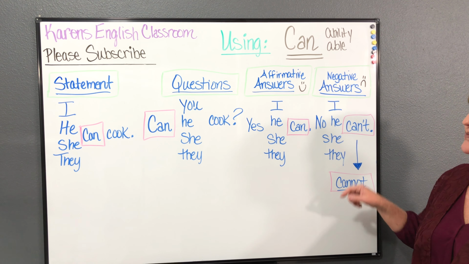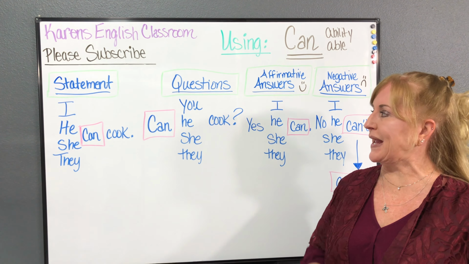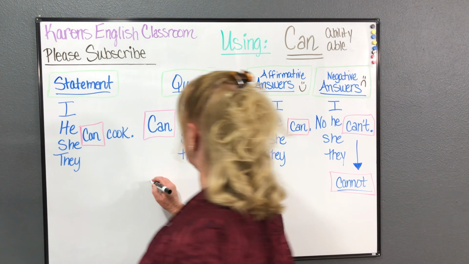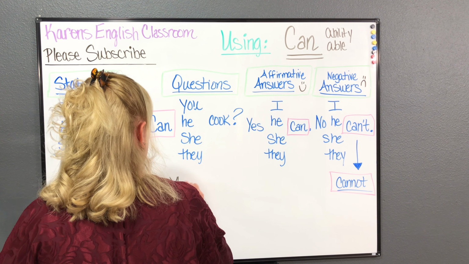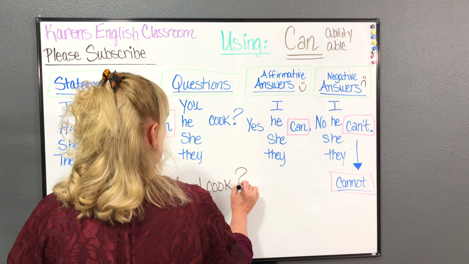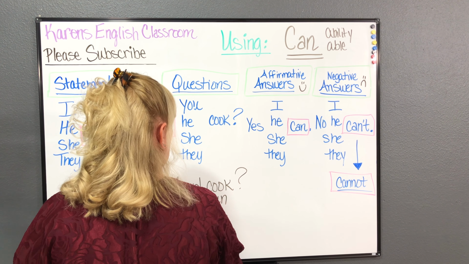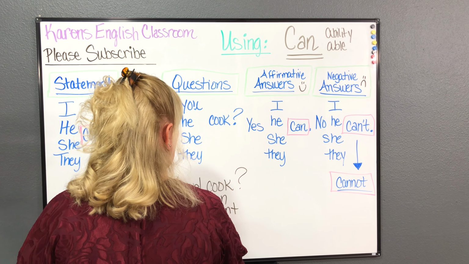They cannot. Now, class, we don't have to use a pronoun. We can also use a name. So instead of saying, can he cook, we can say, can Miguel cook? Can Miguel run? Can Miguel paint? Can Miguel sing?